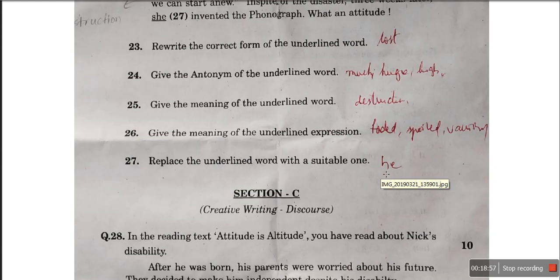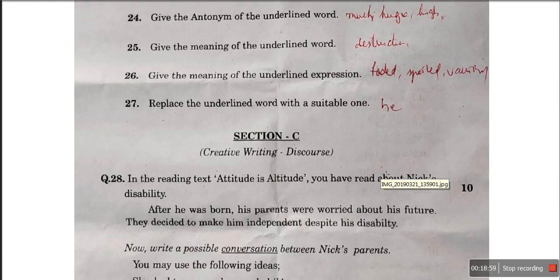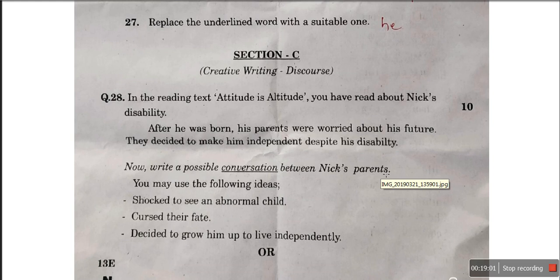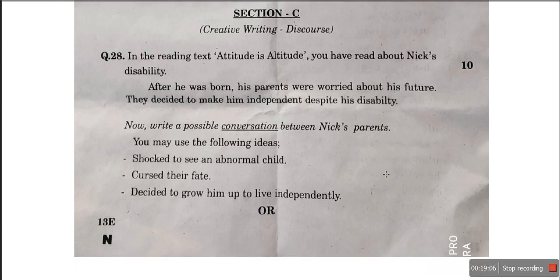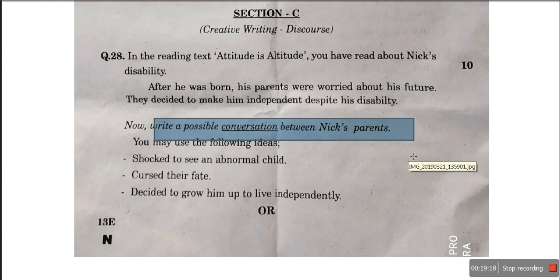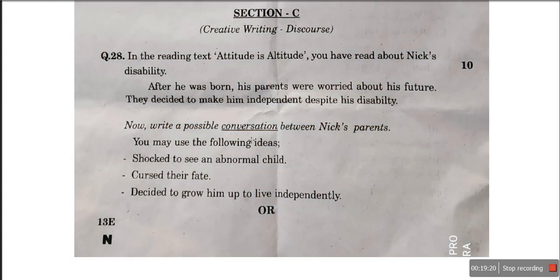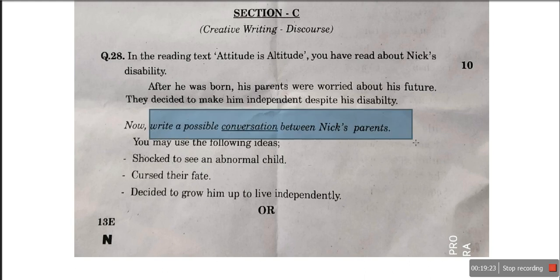key papers, keys for the most important questions, my dear friends. And let's go to Section C here, creative writing, the discourses. You know very well, for the major discourse there comes one choice. There are 2 questions. Let's see the first question. Write a possible conversation between the parents. So we have to imagine when Nick was born, how Nick's father and mother talked to each other. So we have to write their ideas.